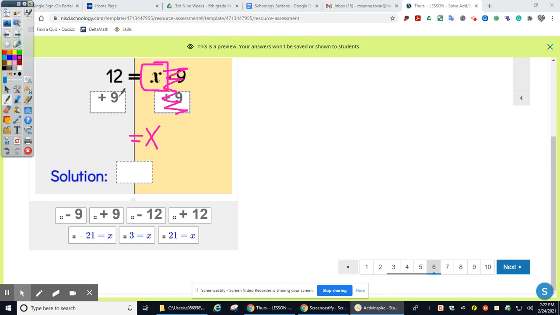And then 12 plus 9 is 20. So my final, sorry, not 20, just kidding, I know how to add. It's 21. See how my answer choices guided me? I'm like, oops, I added incorrectly. Okay, so 21 equals x is my final answer.